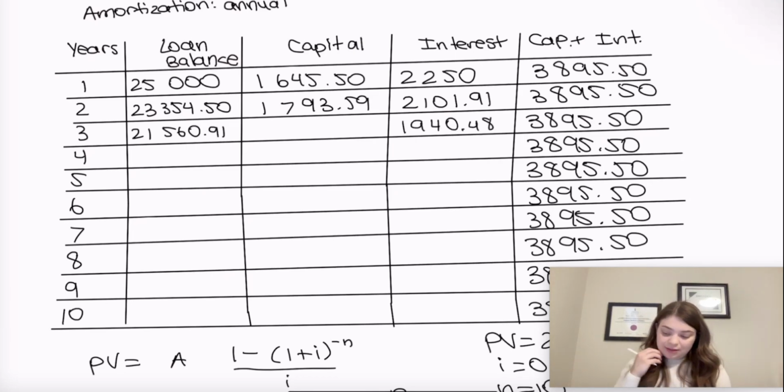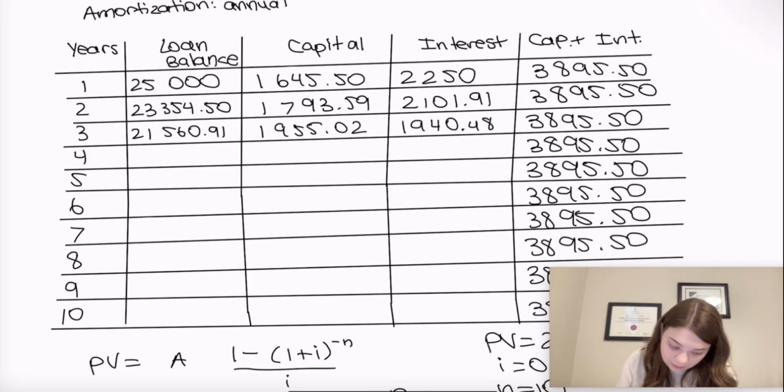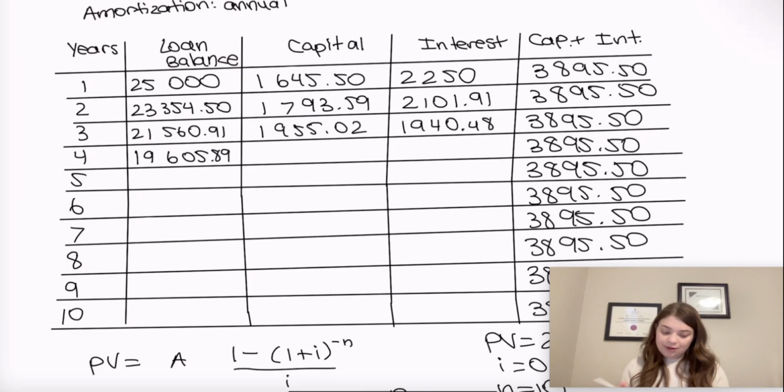We're going to get that, therefore, the interest that we owe on that balance is $1,940.48 this time. Then we're going to subtract that from our total payment to figure out how much is left in that payment that is able to go to principal. And in this case, it's $1,955.02. And then we're going to subtract that amount from $21,560.91 and get that now, at the beginning of year 4, we only owe $19,605.89.